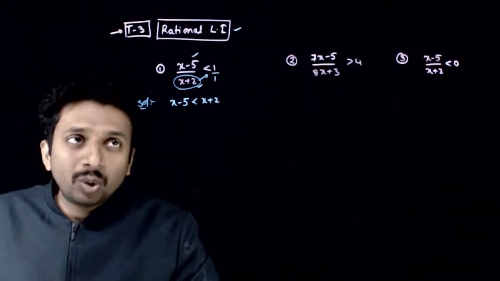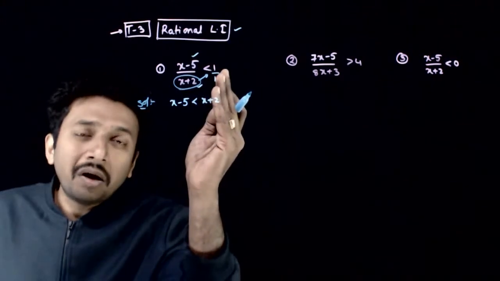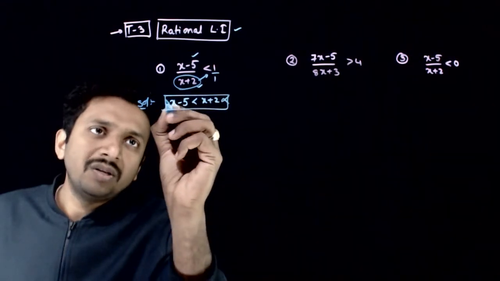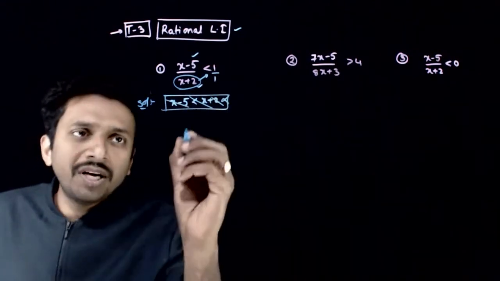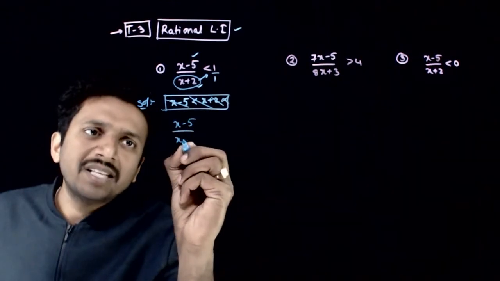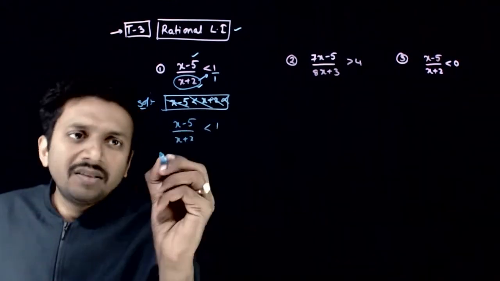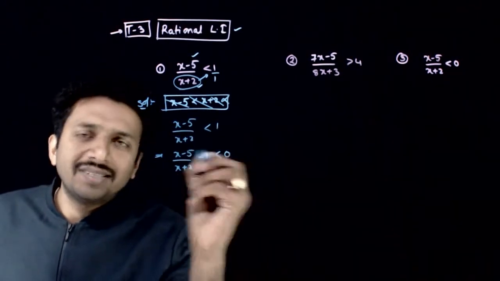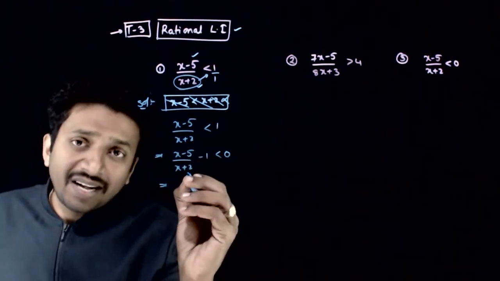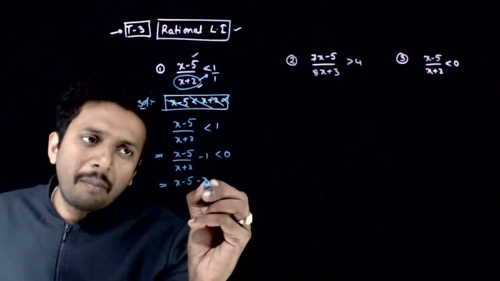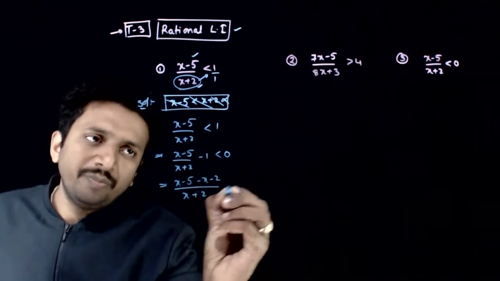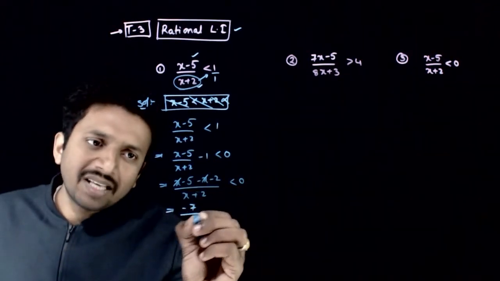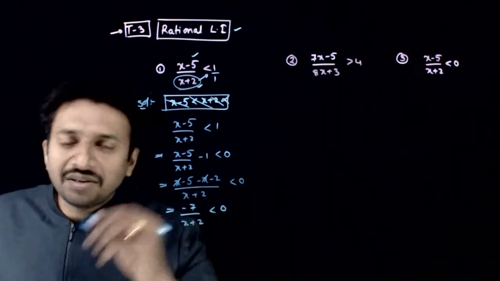So what do you do here? The standard way is you bring all the terms onto one side. That is, this should not be done. So what I do is, x minus 5 by x plus 2, if it is less than 1, this implies x minus 5 by x plus 2 minus 1 is less than 0. This implies I take the LCM: x minus 5 minus x minus 2 by x plus 2 is less than 0. x and x get cancelled. This implies minus 7 by x plus 2 is less than 0.